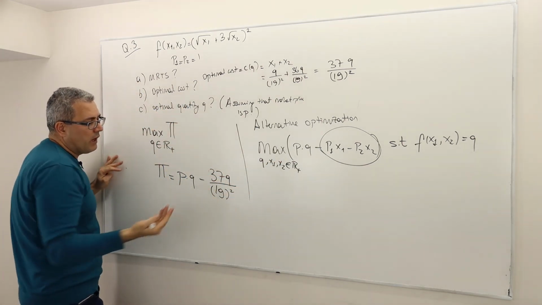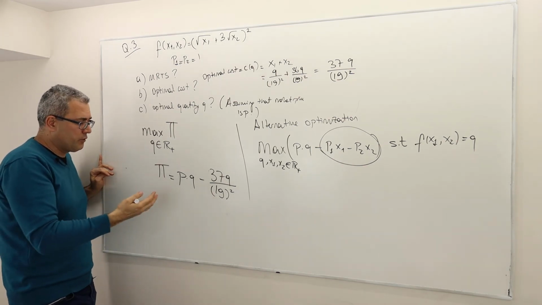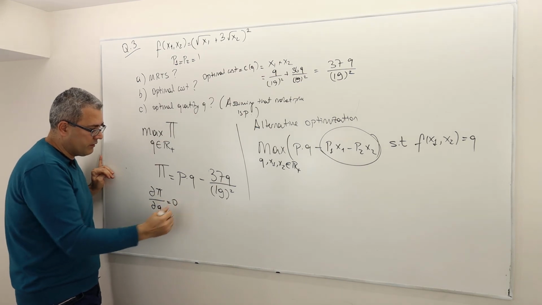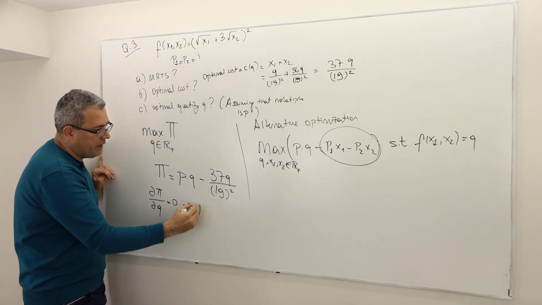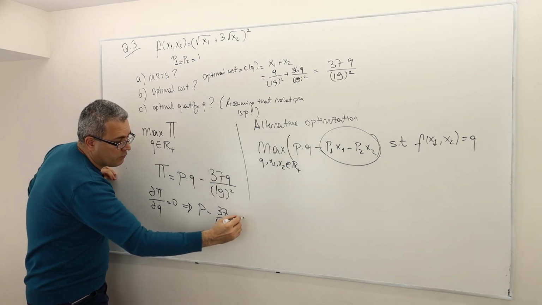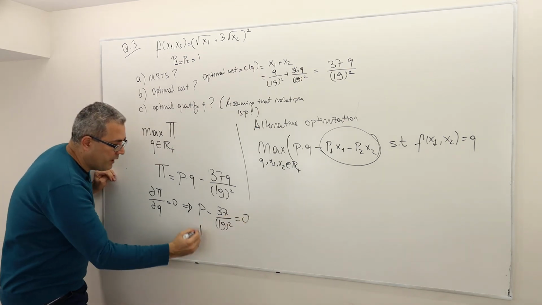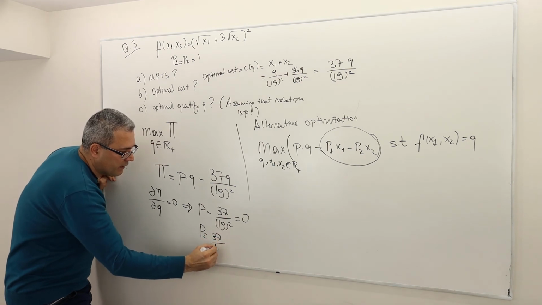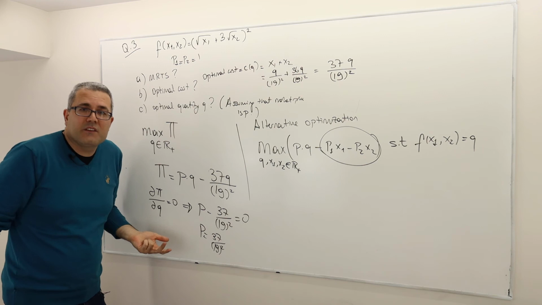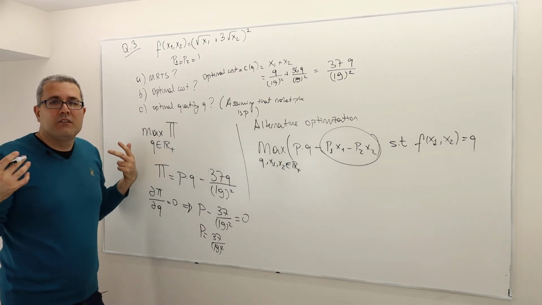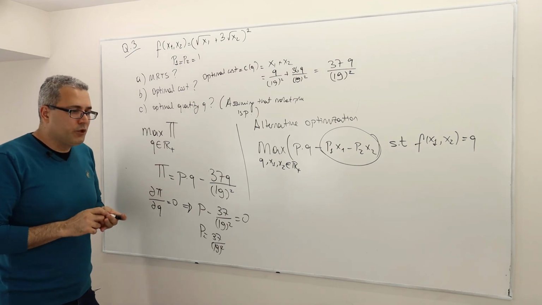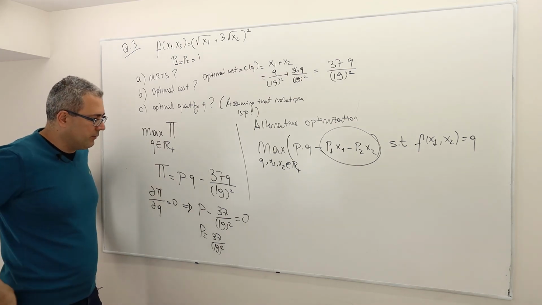So how do I maximize this? Very simple. First order conditions. Del pi, del q, set it equal to 0. What do I get? I have p minus 37 divided by 19 squared equals 0. So p equals 37 divided by 19 squared. Very common mistake. What does that mean? Q has vanished. Remember, I want to find Q. Well, don't be too robotic when you solve a problem like this.